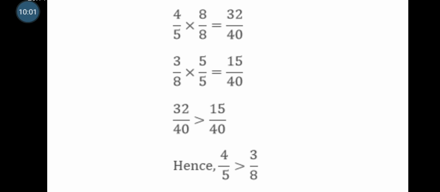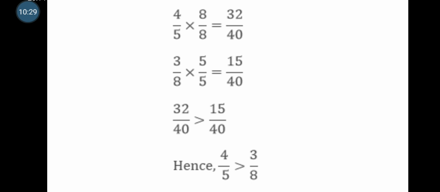So now it's easy to compare. So now compare the numerators. So is 32 greater or 15 greater? 32 is greater. So 32 by 40 is greater than 15 by 40. So the corresponding equivalent fraction will be the greater one. So 32 by 40, which is the equivalent fraction of 4 by 5, is greater than 3 by 8.